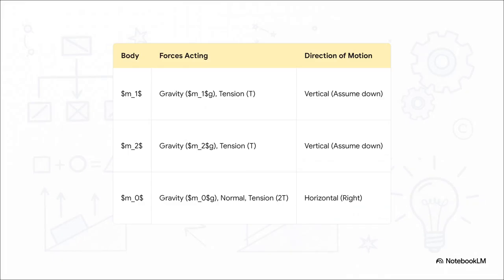Okay, let's trace out these forces. For our first mass, M1, you've got gravity, M1g, pulling it straight down, and you have the tension, T, from the string pulling up. Simple enough. Same exact story for M2. Now let's look at the wedge, M0. See how the string wraps over it? That means it's getting pulled from both sides, which creates a net tension pulling it horizontally to the right.